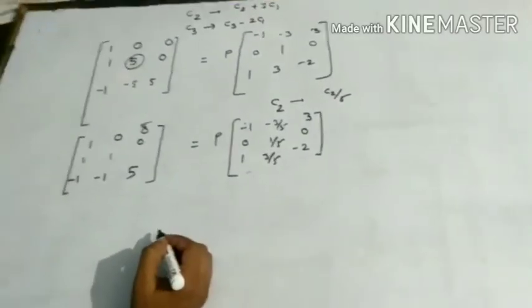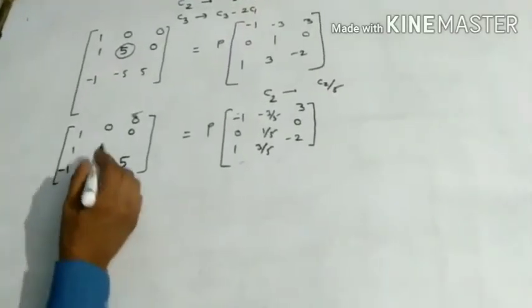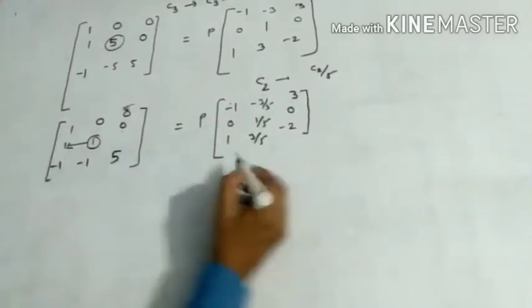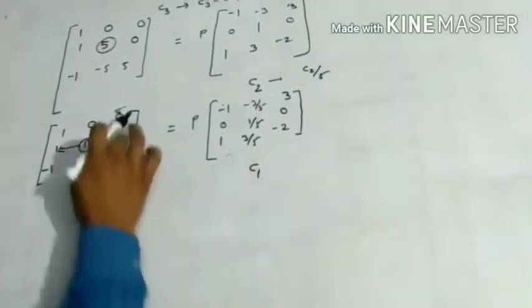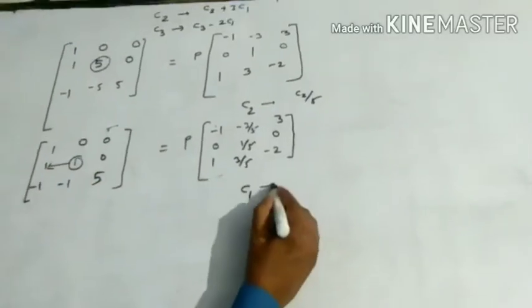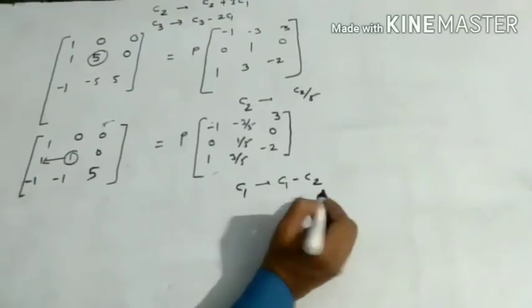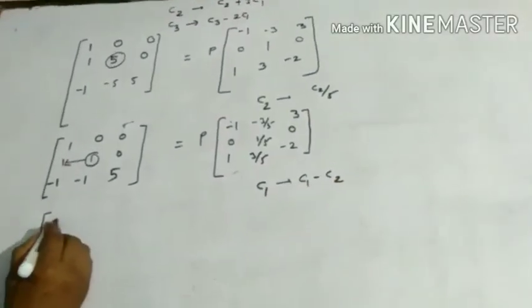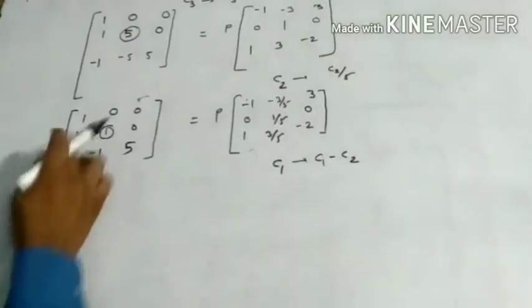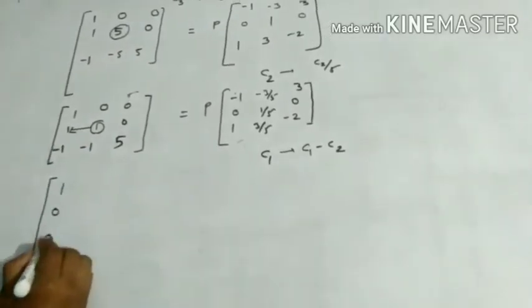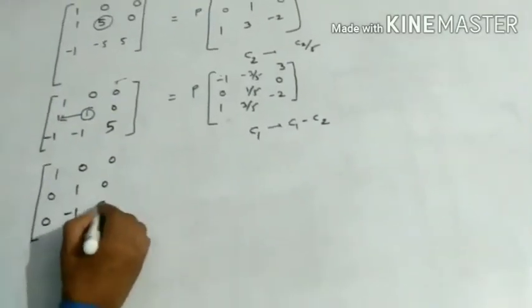Now after that, with the help of this one, because this is the 0, no problem, we want to make this 0. So in C1, what we are going to do is C1 minus C2. When applying this operation C1 minus C2, this is the 1, and here 1 minus 1 is 0, and here also minus 1 plus 1 is 0, and then this is the 0, 1, minus 1, 0, 0, 5.